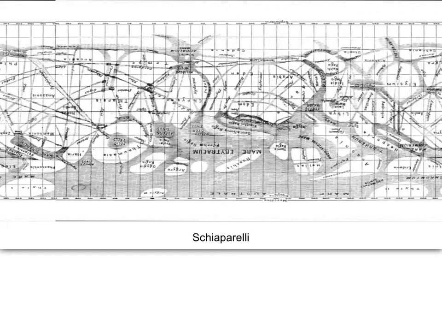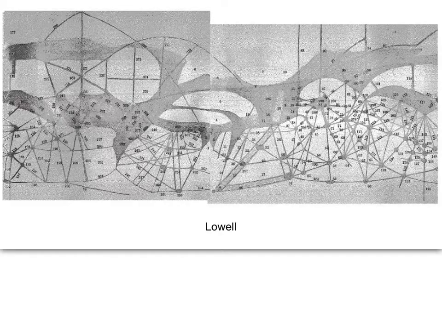Here's Schiaparelli's map. We've already dealt with this already. One of the early proponents of canaling. Of course, here's Percival Lowell's map where the canals become very, very straight and regular structures. It's hard to look at this kind of a map of Mars and not think artificial construction of these structures.